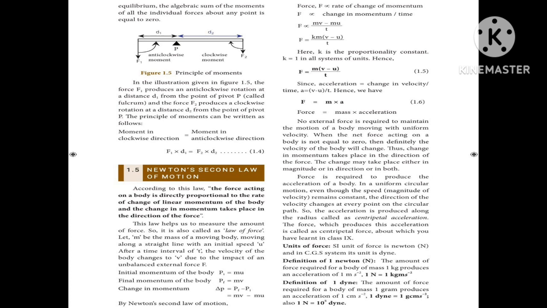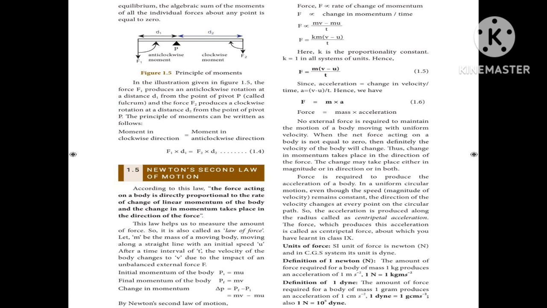In the illustration given in figure 1.5, the force F1 produces an anticlockwise rotation at a distance d1 from the point of pivot P called fulcrum, and the force F2 produces a clockwise rotation at a distance d2 from the point of pivot P. The principle of moments can be written as follows. Moment in clockwise direction equals moment in anticlockwise direction. F1 times d1 equals F2 times d2.